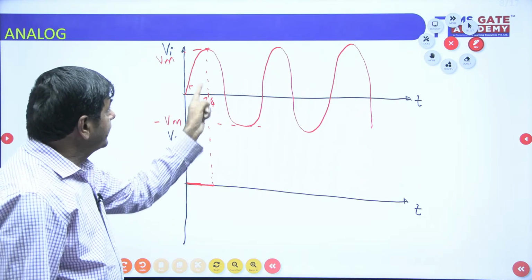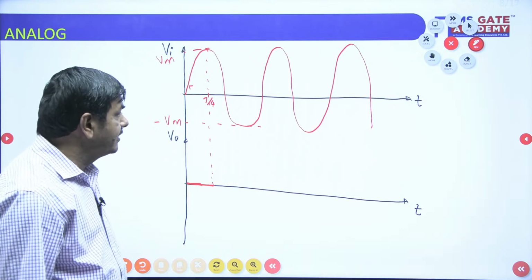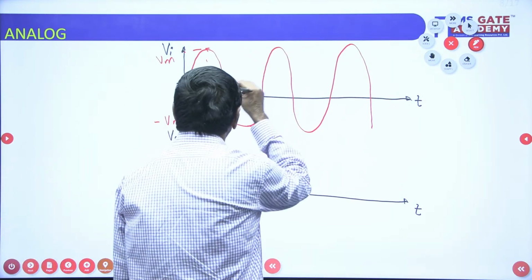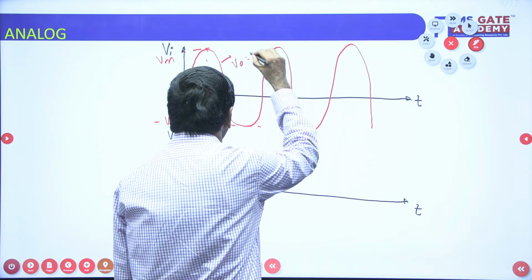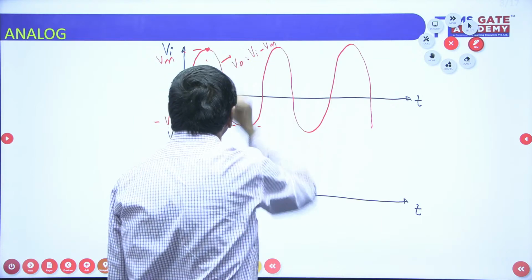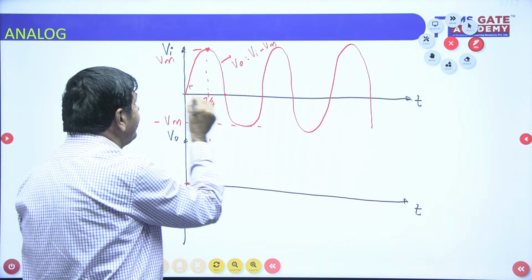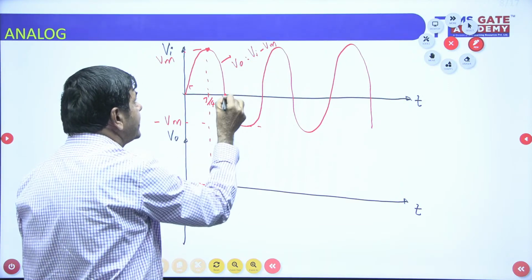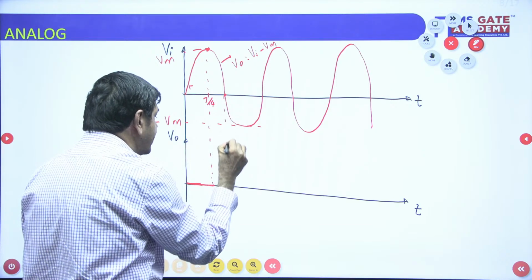Up to this extent. After T by 4, how to draw the output? After T by 4, I said V0 equals Vi minus Vm. So suppose I have taken this point where Vi equals 0 voltage. If Vi is 0 voltage, V0 equals minus Vm. At this point, I can get the minus Vm value.